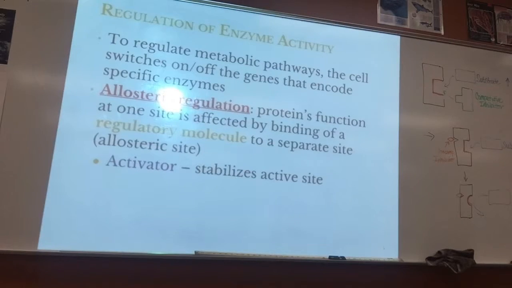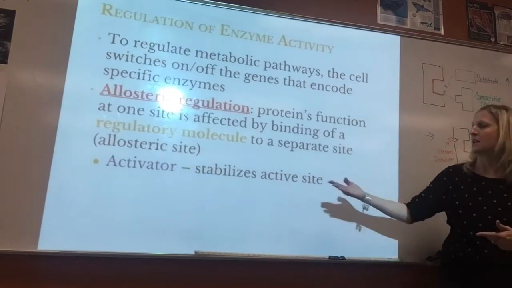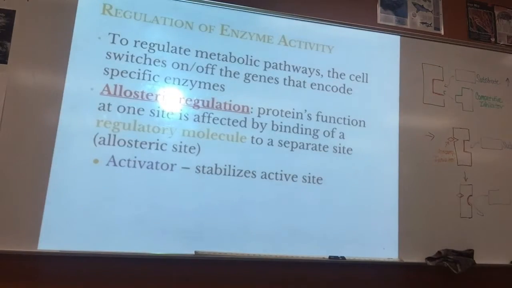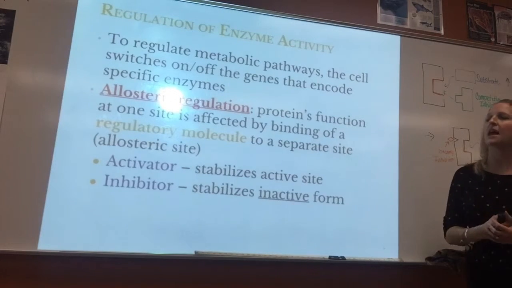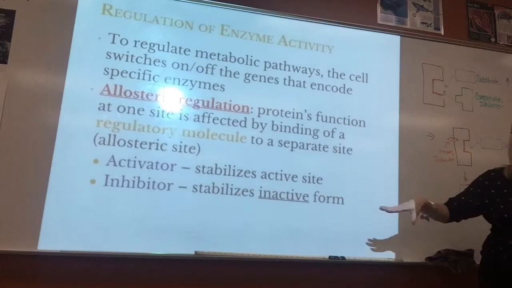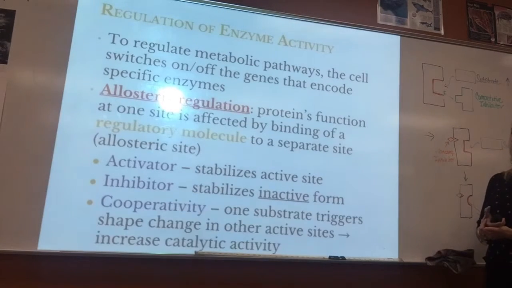Those regulatory molecules could be an activator, just like it sounds. It stabilizes the active site, activating the enzyme by making sure it's in the right shape so that the enzyme works. On the flip side, an inhibitor stabilizes the inactive form so that the enzyme isn't in the right shape and therefore can't work. It inhibits the enzyme from working by changing its shape, so the active site is not right. And then we're going to round out with cooperativity.